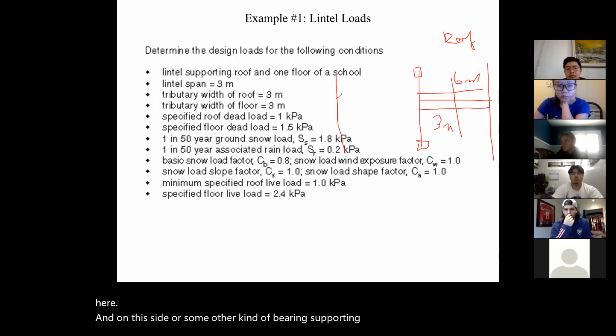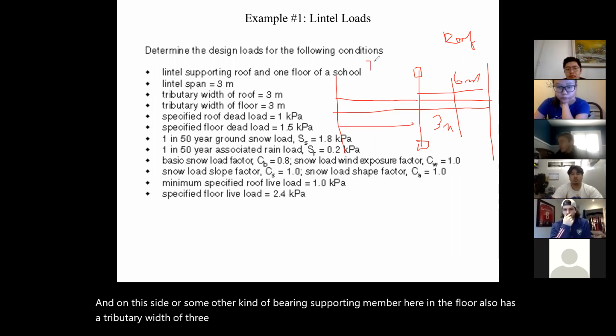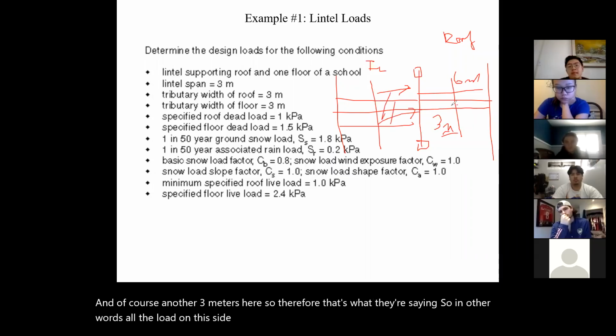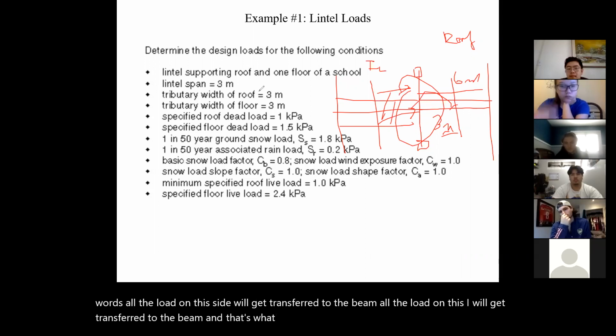And the floor also has a tributary width of 3 meters. Okay, so this is the floor. And of course, another 3 meters here. So therefore, that's what they're saying. In other words, all the load on this side will get transferred to the beam. All the load on this side will get transferred to the beam. And that's what they will repeat, the tributary widths again.